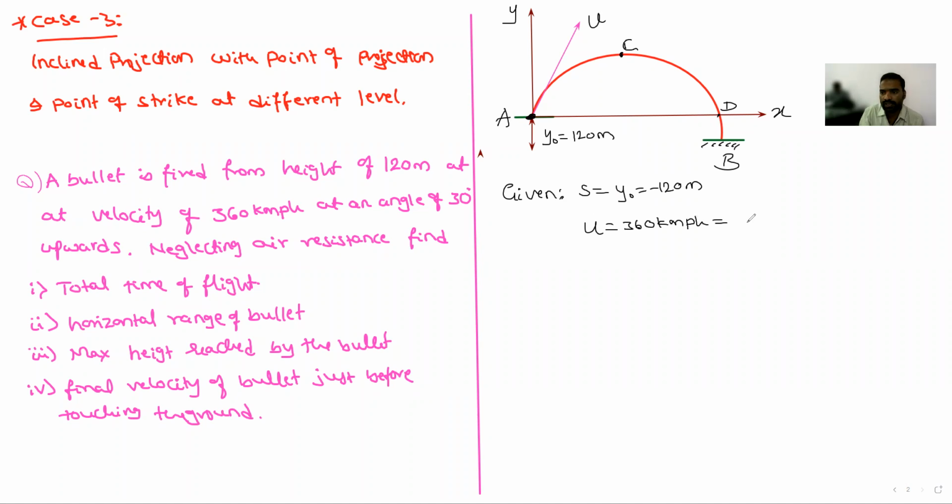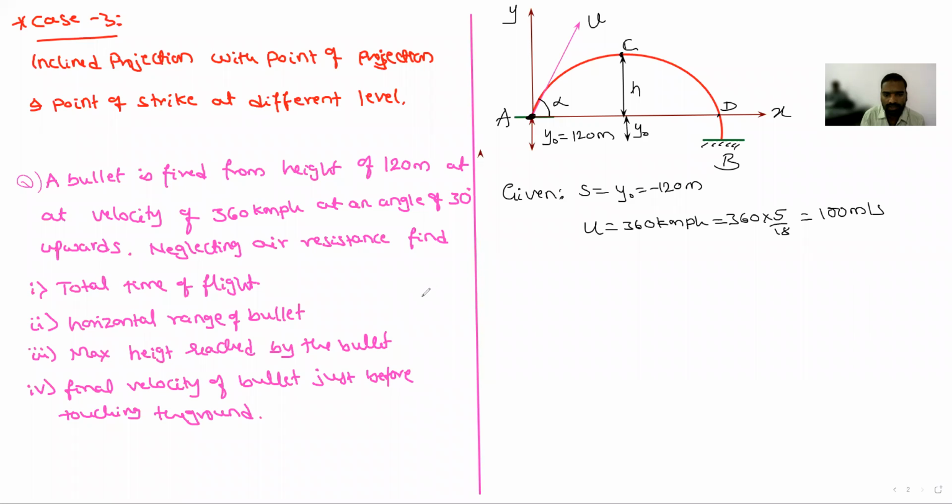How to convert kmph into meter per second? 5 by 18. 360 into 5 by 18. 18 1 is 18, 2 is 20, into 5 is equal to 100 meter per second. Is it correct? 100 meter per second. So this is the value of alpha. So this is the maximum height from the ground level. This is maximum height from the initial point, and this one is from the striking point. So he is asking total height. So I will take this is h, and this is y naught.